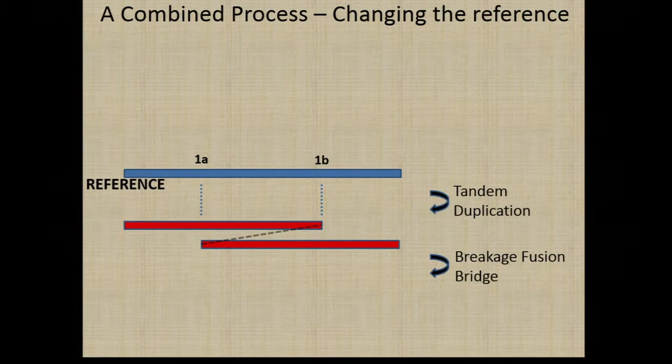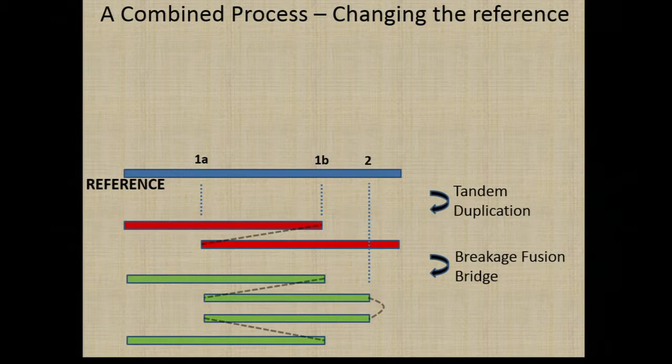And so we allow ourselves a second one, and this is a breakage fusion bridge event, so that gives us a palindromic bit of DNA. So if we imagine we break it here, so that's the original structure, and then copy it backwards. This is what we get if we have a breakage fusion bridge following a tandem duplication. So if we do that, we've now got 3 breakpoints that have arisen.